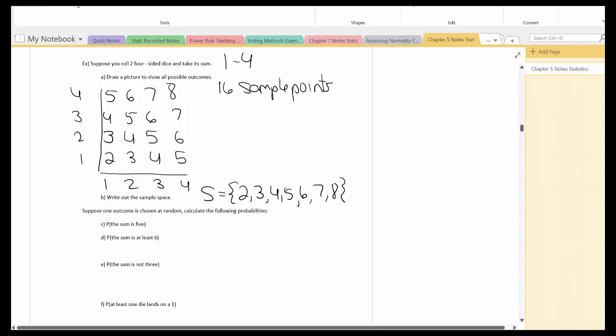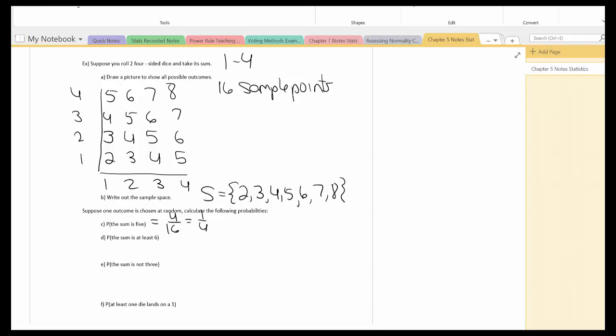Okay, so suppose one outcome is chosen at random. Calculate the following probabilities. The probability that the sum is 5. Well, we've got 1, 2, 3, 4 different ways to get a sum of 5 out of 16 possible sample points. That simplifies to 1/4.